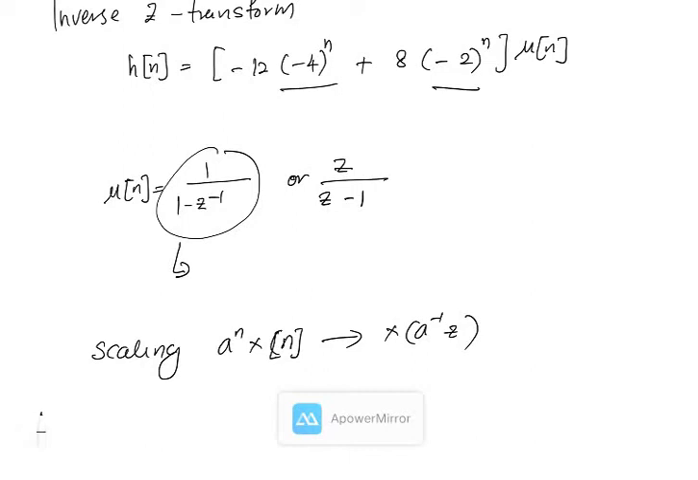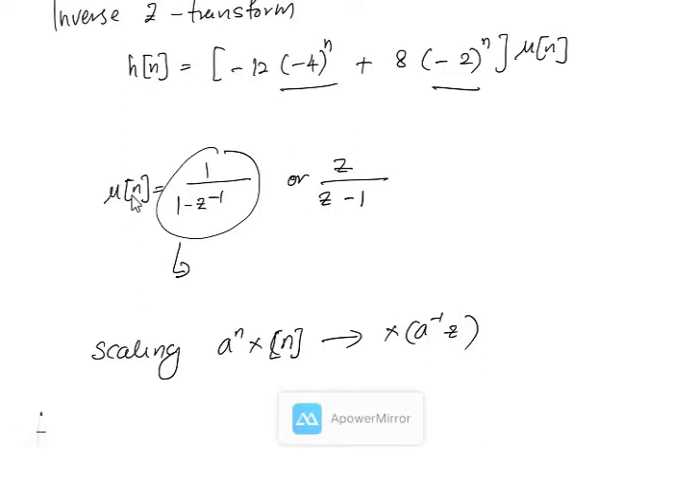If I have the A^n x[n], I will have the X of A inverse Z. Now if you have this one, so you can find the xn. Okay, if you look at here, that is the A inverse Z. Okay, A inverse Z.